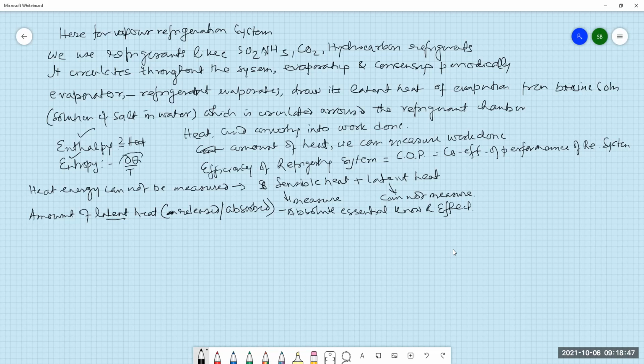Entropy is given by this one. And enthalpy is the heat content or amount of heat. Both of these you cannot measure. Entropy cannot be measured and enthalpy cannot be measured. But both things you have to calculate: enthalpy and entropy, you have to calculate.